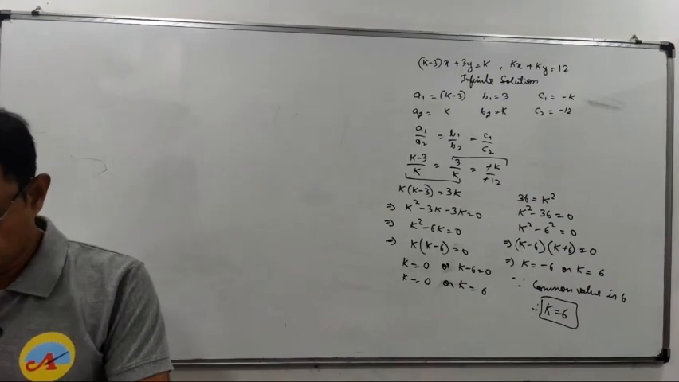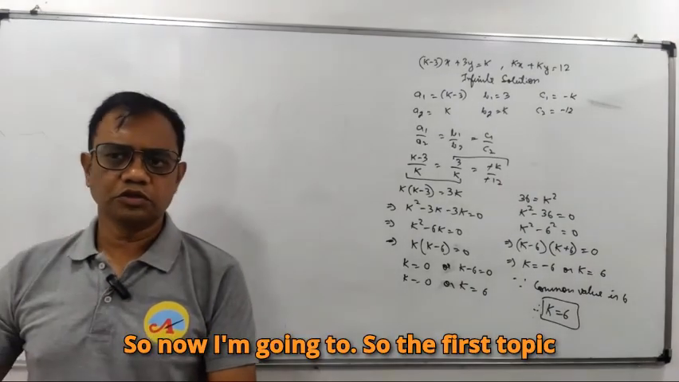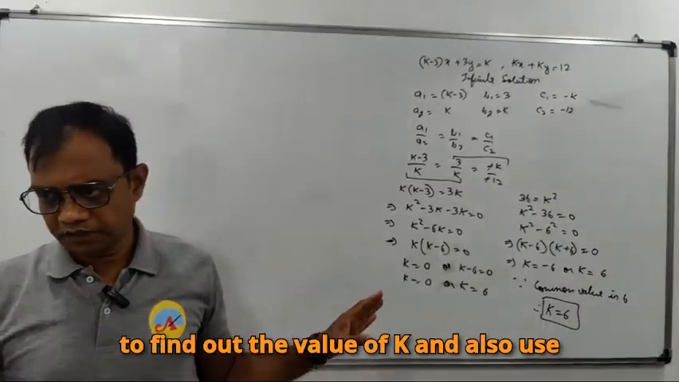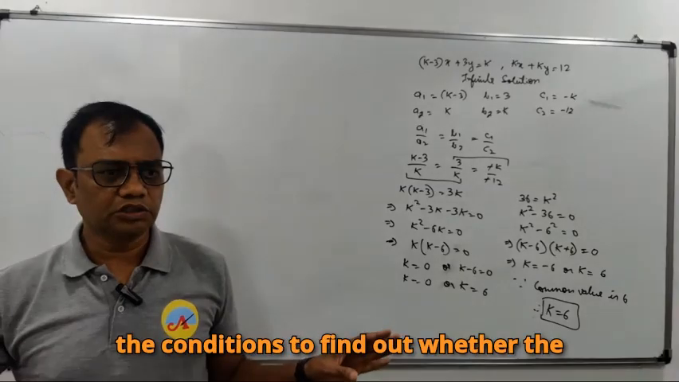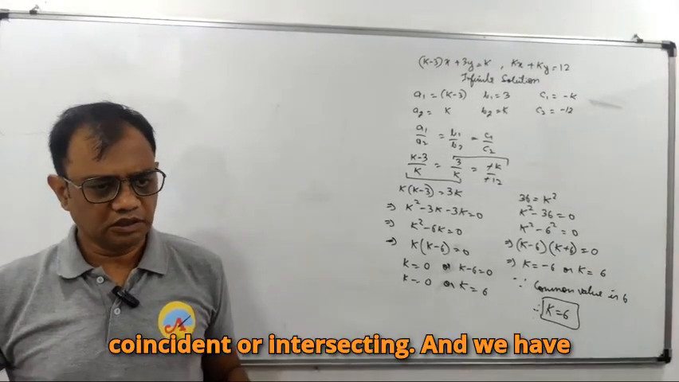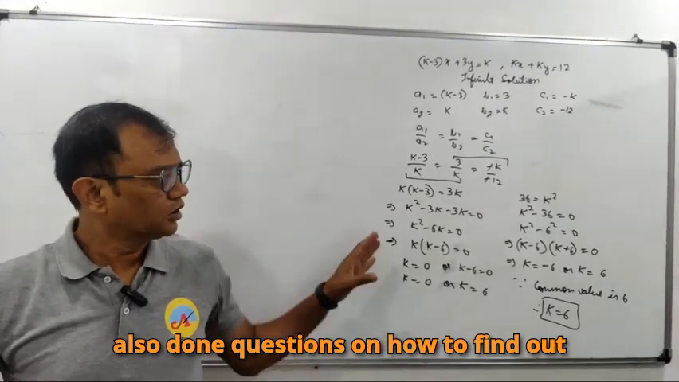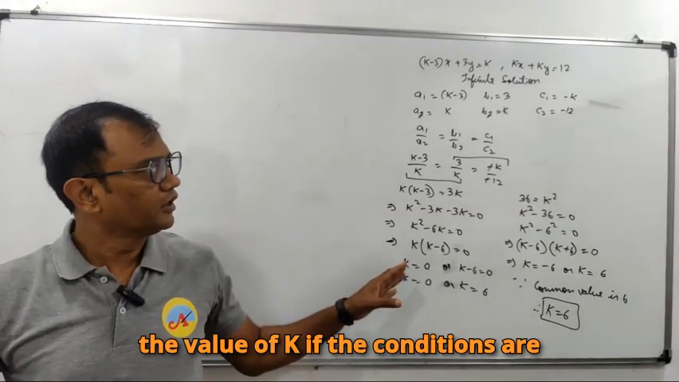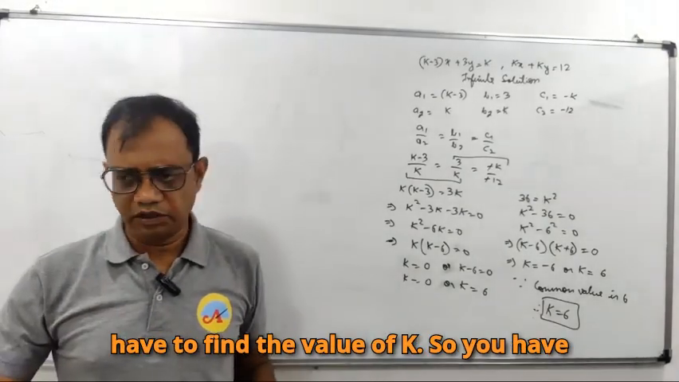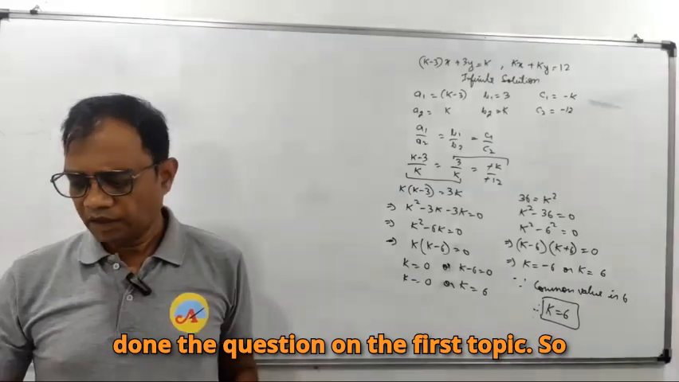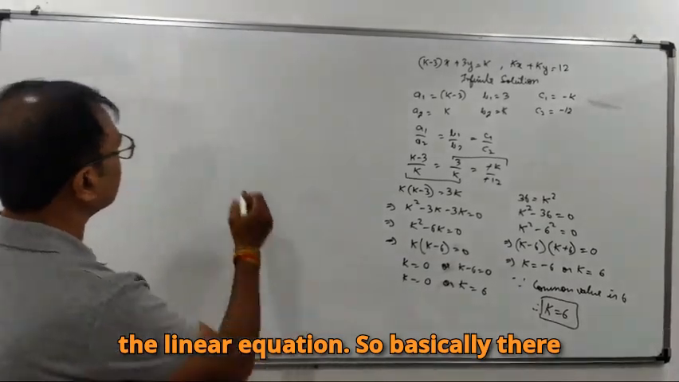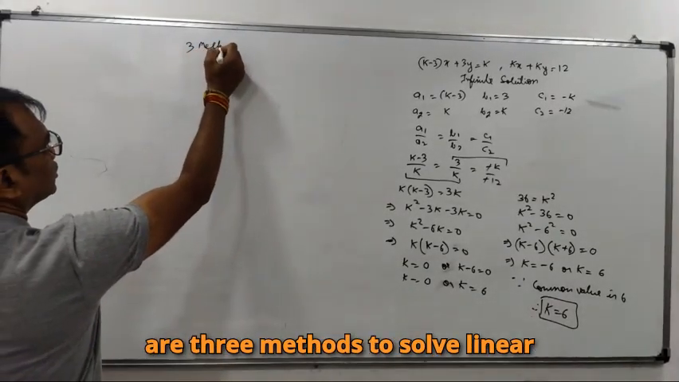Done? Okay. So the first topic we have done is to use these conditions to find out the value of k, and also use the conditions to find out whether the lines are parallel, coincident or intersecting. And we have also done questions on how to find out the value of k if the conditions are given. Either you have to find out the condition or the condition is given and you have to find the value of k. So you have done the question on the first topic. So now we'll do the methods of solving the linear equation. So basically there are three methods to solve linear equation.